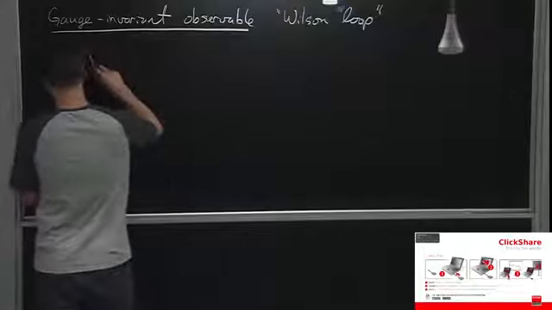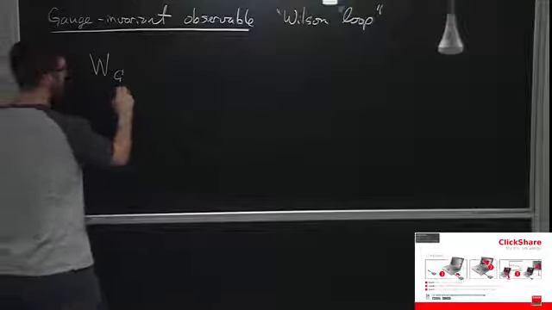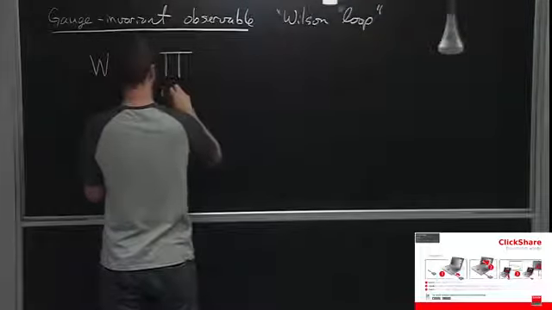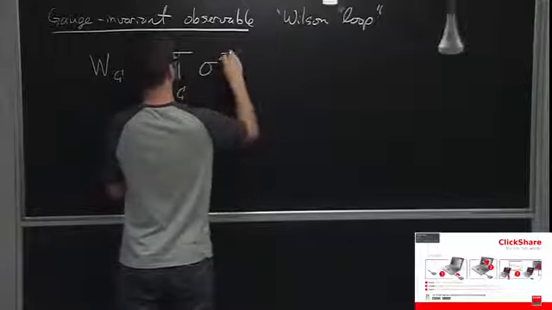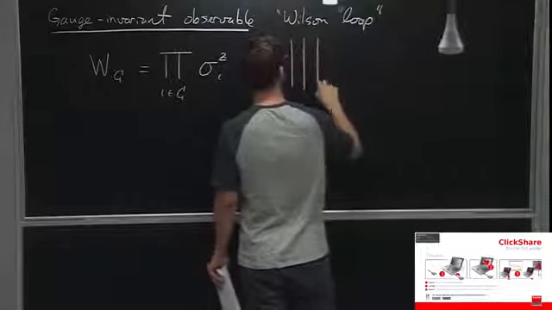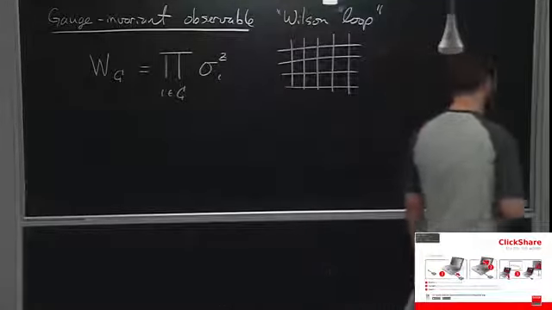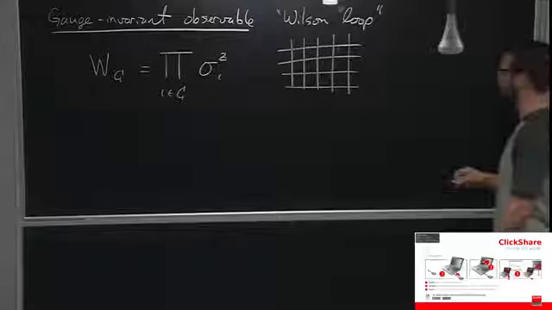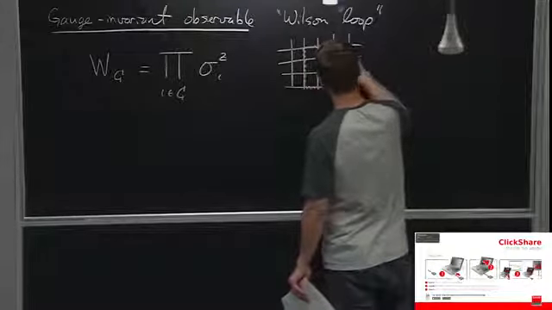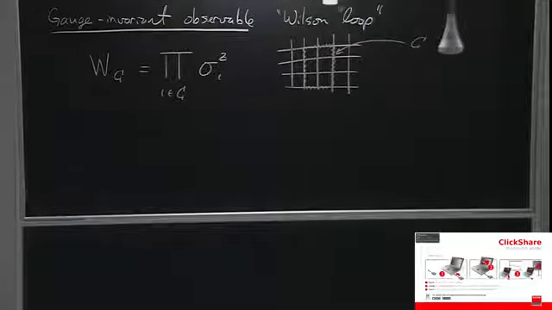So the Wilson loop is defined around some contour on the lattice. Remember, the lattice has degrees of freedom on the edges. So in this classical Z2 gauge theory, we just have to identify somehow a contour, like this orange line. We call that thing C, and that's your Wilson loop.